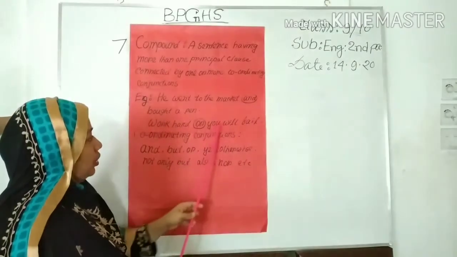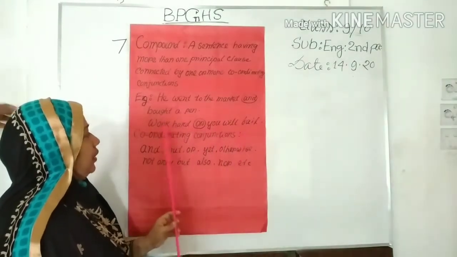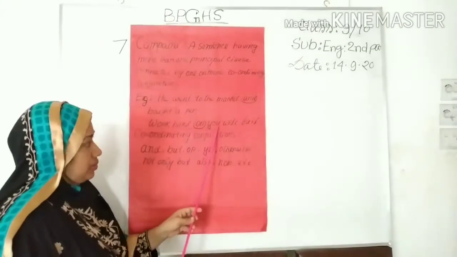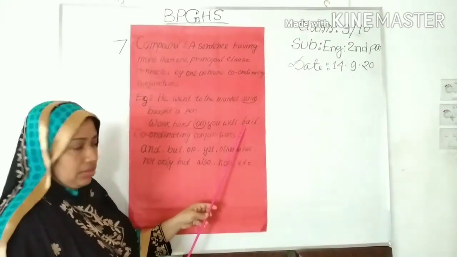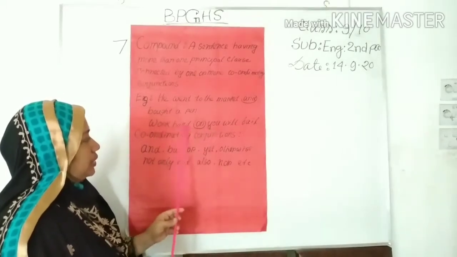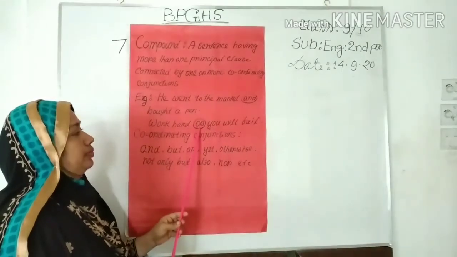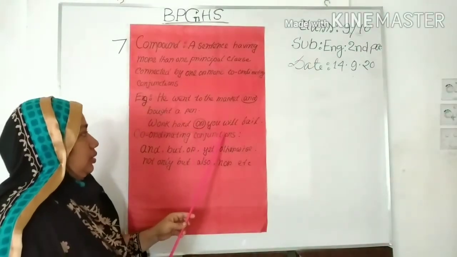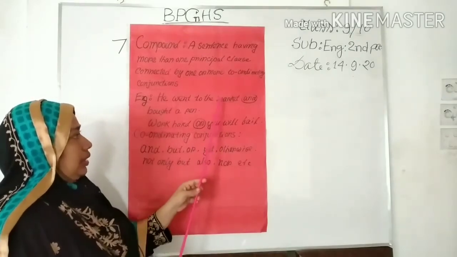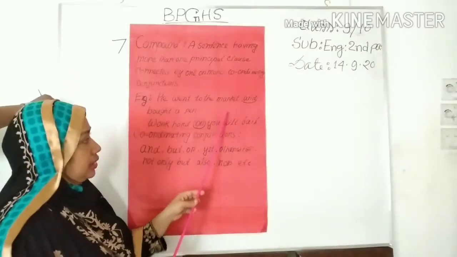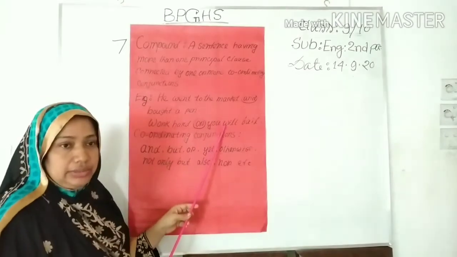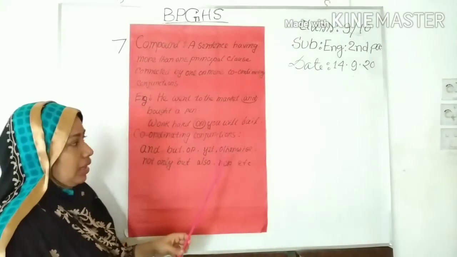Again, work hard or you will fail. Work hard, it's a clause. You will fail, it's another clause. And these two clauses are connected with or. So, here are two clauses connected with a coordinating conjunction, it's a compound sentence.